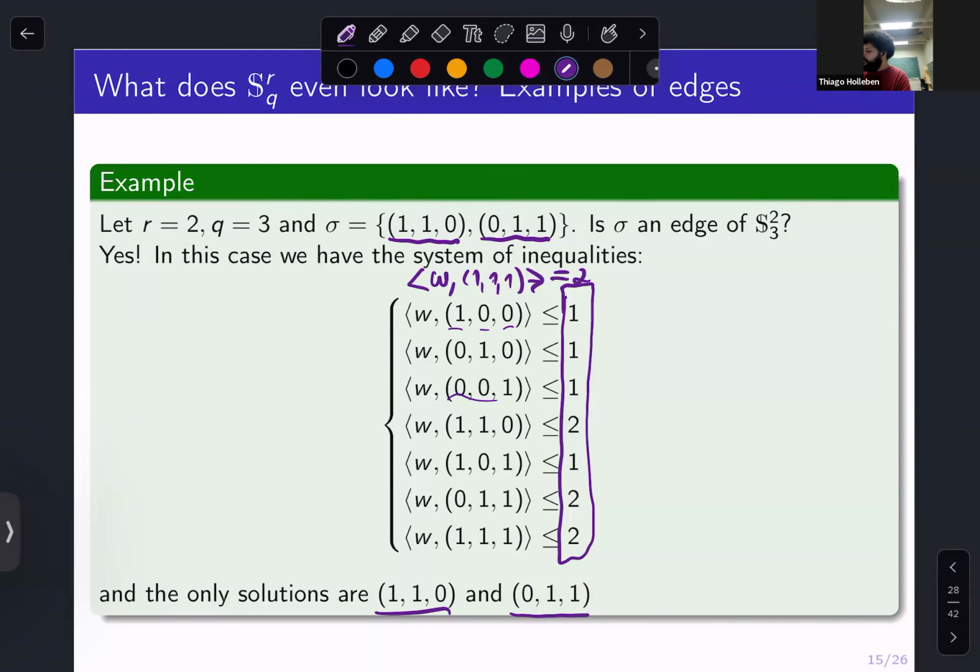Okay. So if you want to know why that is the case, the first 3 inequalities here basically say the maximal values of each entry of the vector, right? Because the first entry of W has to be at most 1, the second has to be at most 1, and the third has to be at most 1. So the vector only has 1s and 0s.